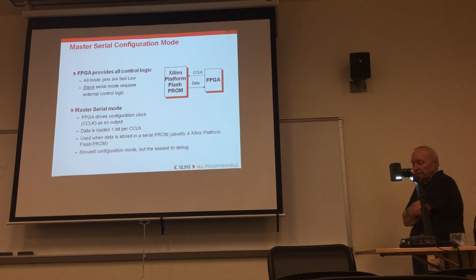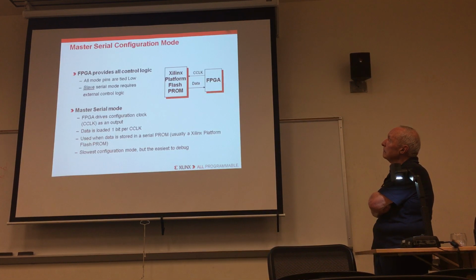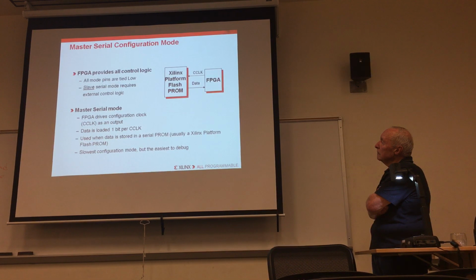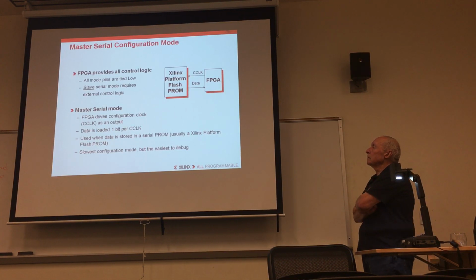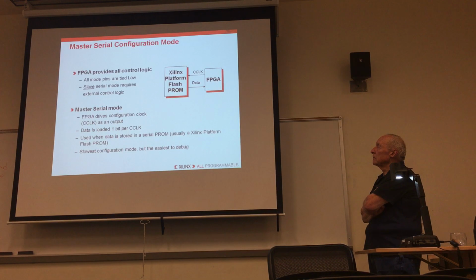In master serial configuration mode, the FPGA provides all the necessary control logic. In this case, since the control logic is fixed, this is one of the easiest configuration schemes to debug. All 3 mode pins are tied low for master serial configuration mode. One of the things you might be wondering is, why master? Well, since the FPGA is providing the control logic and driving the necessary control signals, the FPGA is the master of the system. Unlike slave configuration modes, where external control logic is required and the FPGA does not handle configuration of itself. The FPGA generates its own configuration clock in this mode.